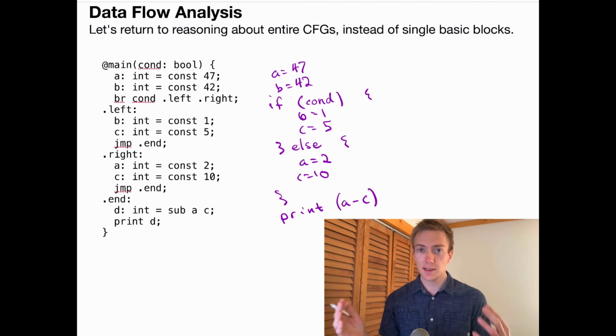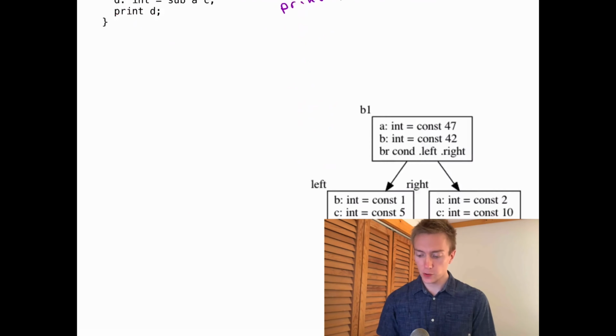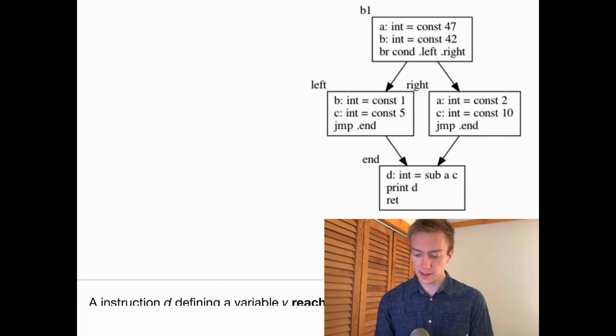You have to look at the entire control flow graph to decide which of the times you define, that is, assign to A and B, are actually still relevant at the time that you print something involving A and C. To answer questions like that, we will have to look at the entire control flow graph. That is, we'll have to think of things in terms of basic blocks and the way they're interconnected.